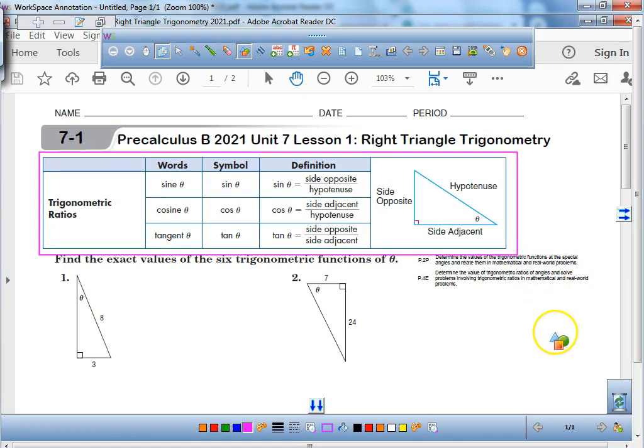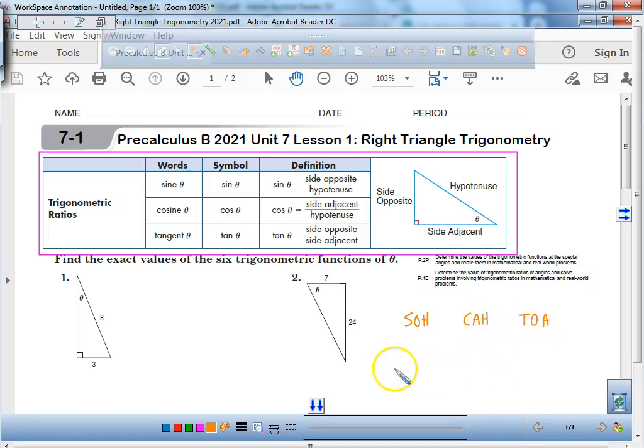So if you're watching this video, you might want to pause it and just write those down in your journal, because we're going to be using sine, cosine, and tangent. Alright? So, in your journal, if you're doing this, you could also write SOH CAH TOA. Alright? So, this means sine.